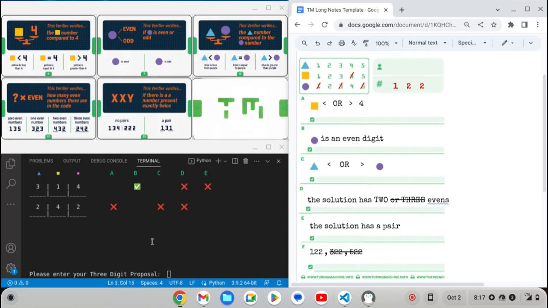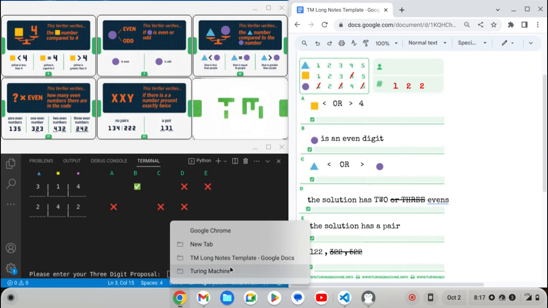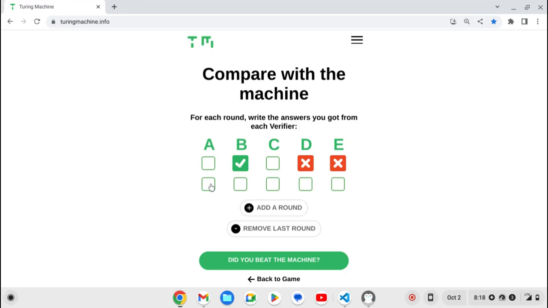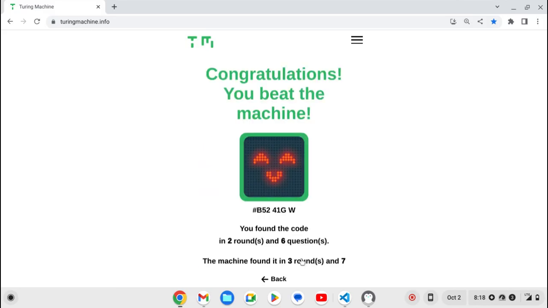We had to do D twice. And in the first round we did B, D, E. And in the second round we did the remaining and tested D a second time. So let's go type that up. So we got B, D, E in the first round. So B was correct, D and E were both incorrect. Second round, all of them were incorrect, A, C, and then D a second time. Wow, okay, so we still beat the Turing machine by 1 question.